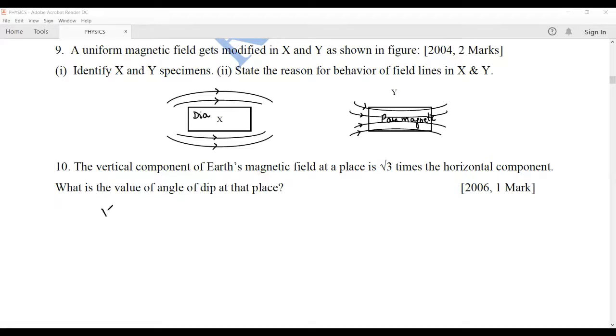Question number 10. The vertical component of the Earth's magnetic field at a place is √3 times its horizontal component. So given here that V is equal to √3 times the horizontal component, and you have to find out the angle of dip. We know that the vertical component is given by R sin δ, and the horizontal component is given by R cos δ. So tan δ is equal to √3. Hence, the angle of dip is equal to 60 degrees.